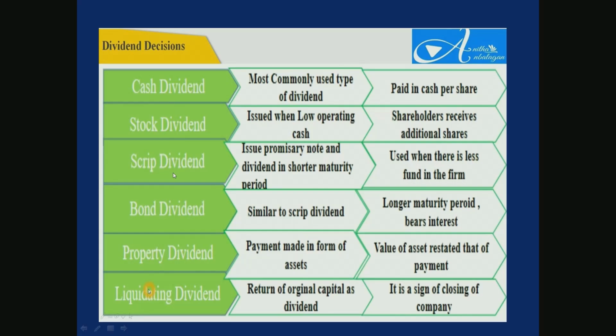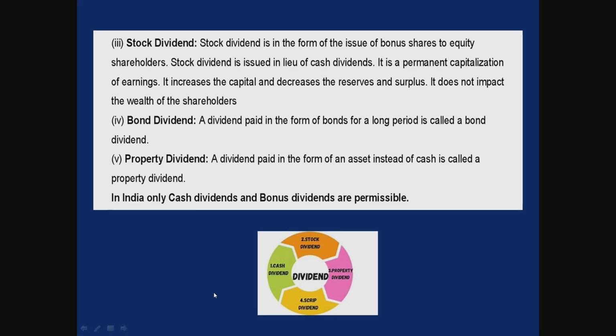Scrip dividend is a form of a promissory note or any other document of evidence. The dividend is provided in the form of an instrument. Then it is called a scrip dividend. Bond dividend: if the scrip is for a long-term period, it is a bond. Then it is called a bond dividend. Property dividend: if assets are given instead of the dividend, then it is called a property dividend. Liquidating dividend: when a company which is going into liquidation pays a dividend, it is called a liquidating dividend.